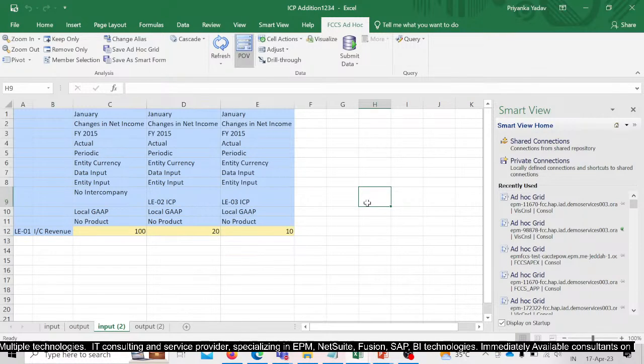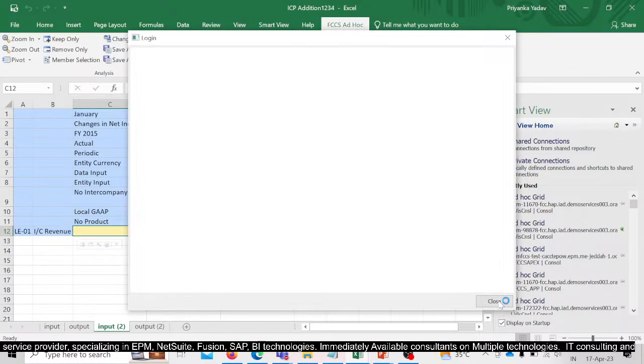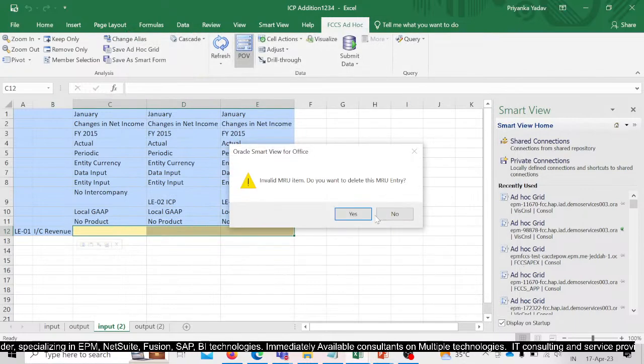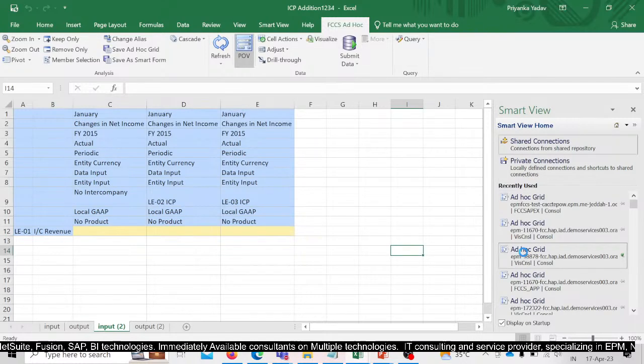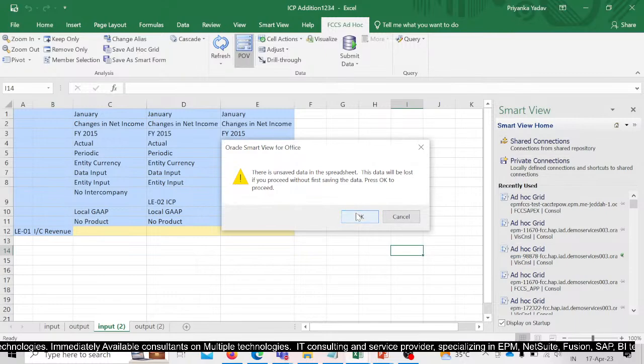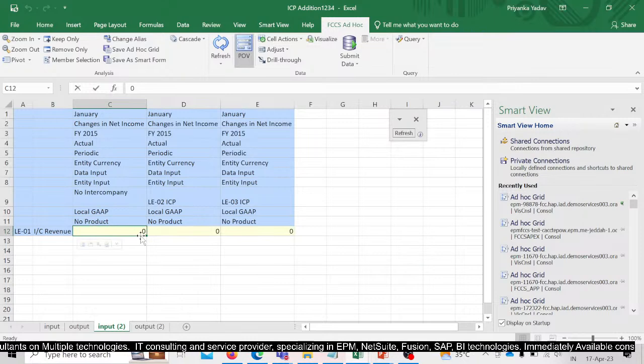First let me create the connection. Now, as I was explaining, 100 in no intercompany, 20 in the second ICP, and in the third ICP 10, and I'll submit it.